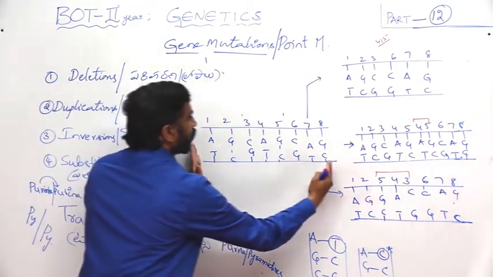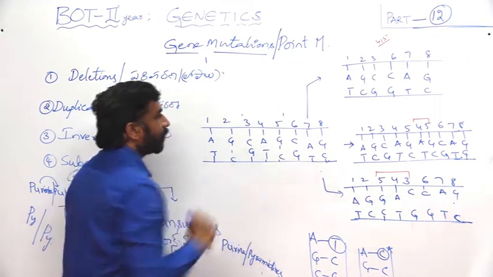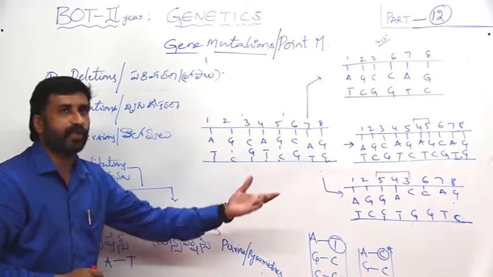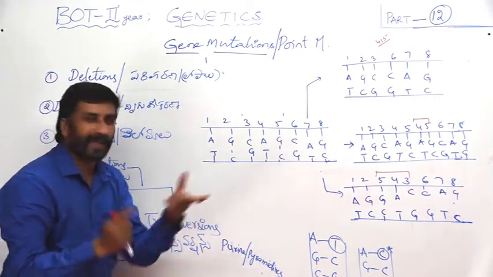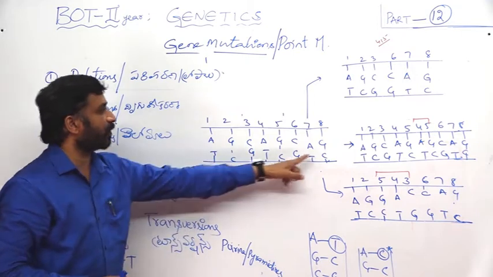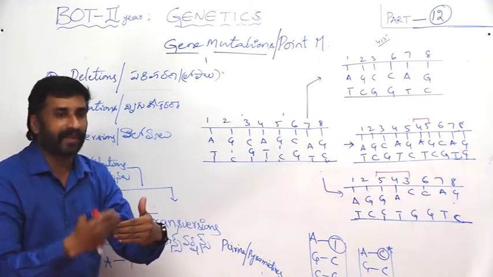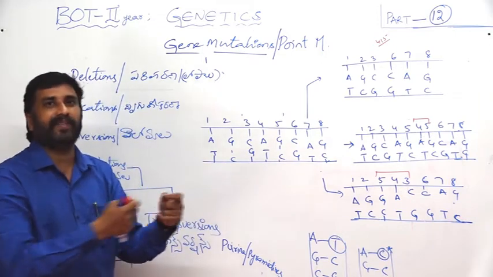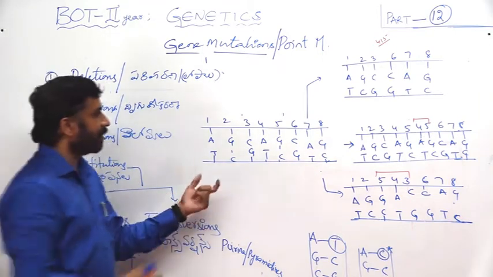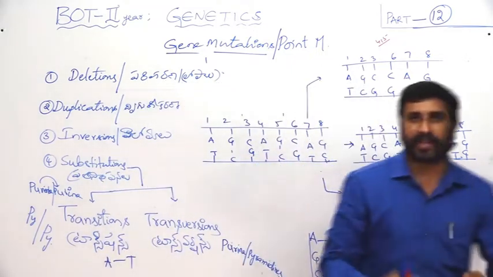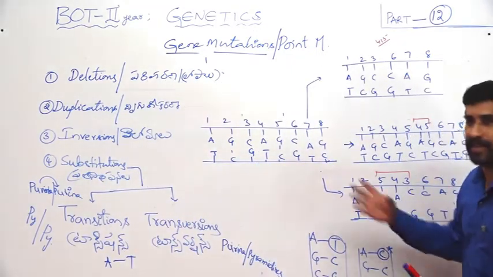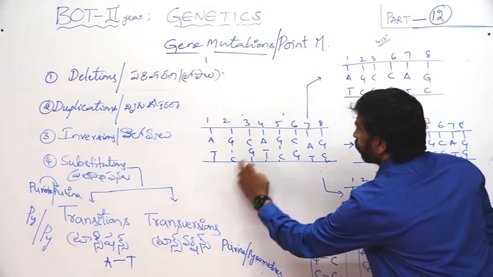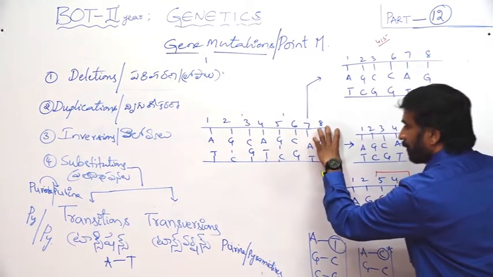Now, this is one gene which consists of nucleotide pairs like this. Let us assume that these are the nucleotide pairs in a gene, 1, 2, 3, 4 like this. I am representing only 8 pairs of nucleotides here. A gene normally has hundreds of nucleotides, but here I am representing just a few. So 1, 2, 3, 4, 5, 6, 7, 8 nucleotide pairs are there here.